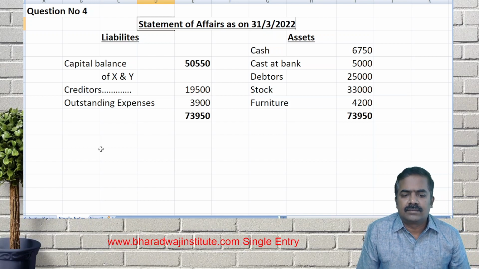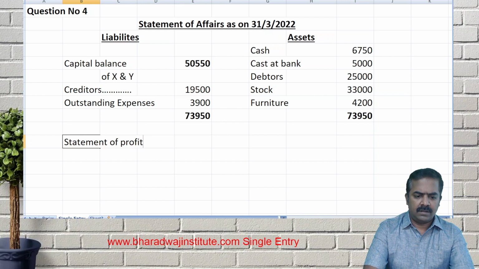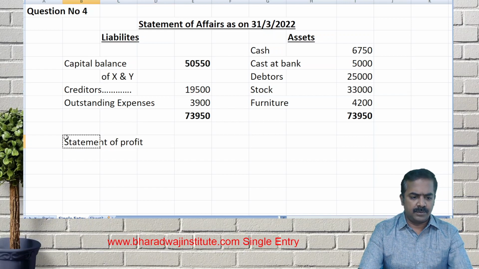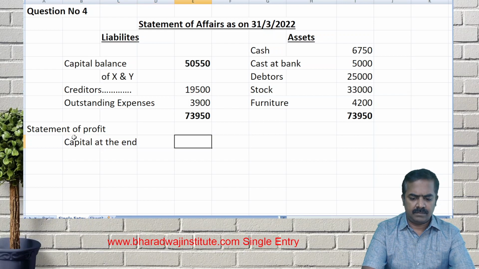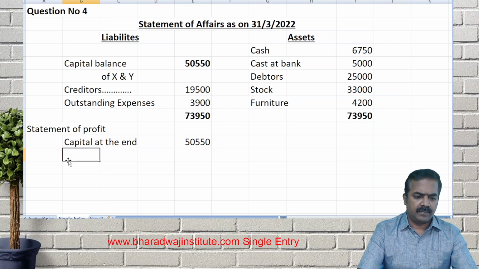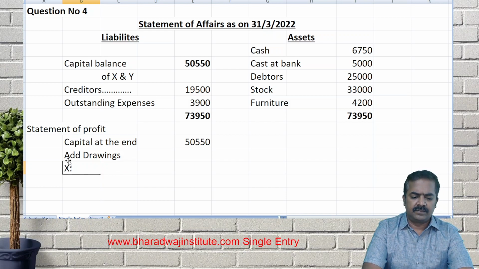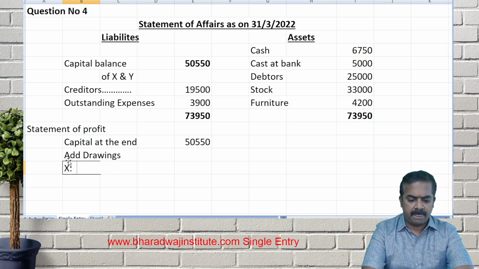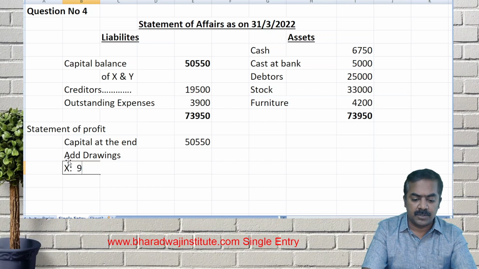Over this one, then let us prepare the statement of profit. What is the capital at the end? Drawings: what all has X withdrawn? Cash, how much? 9,900. Plus goods he has taken for private use, 1,200.